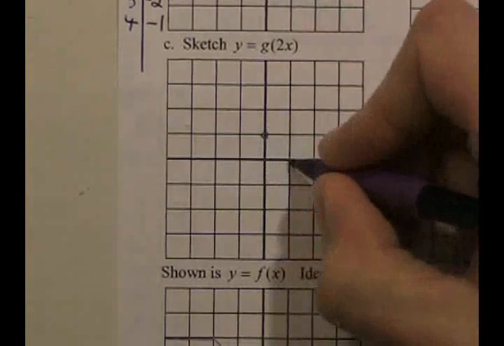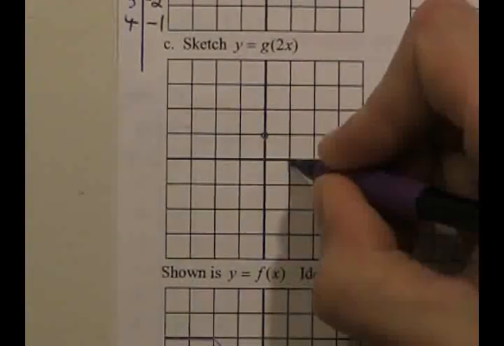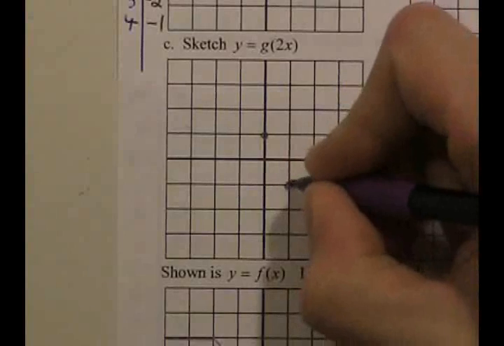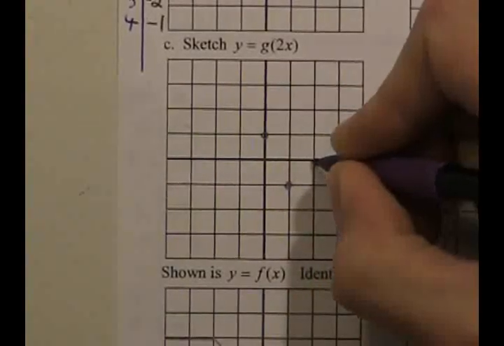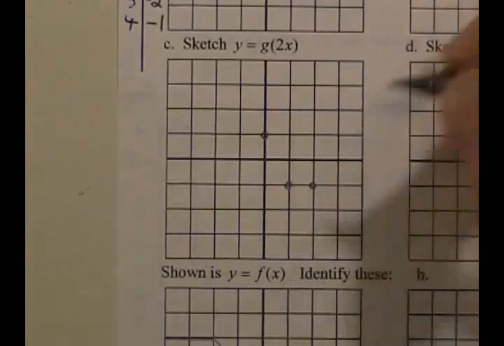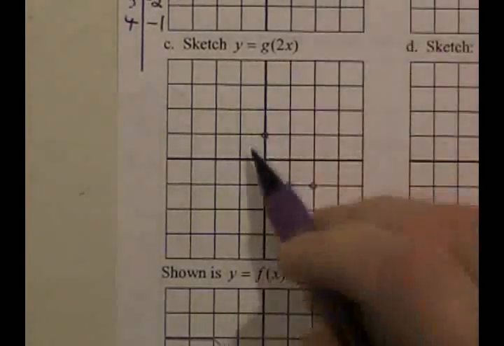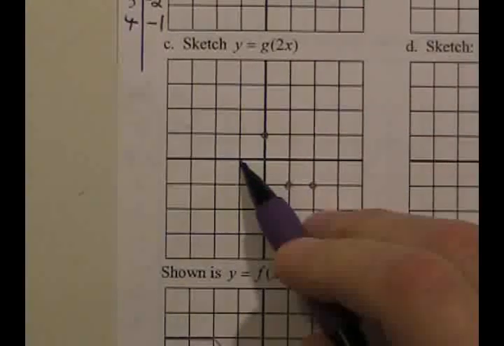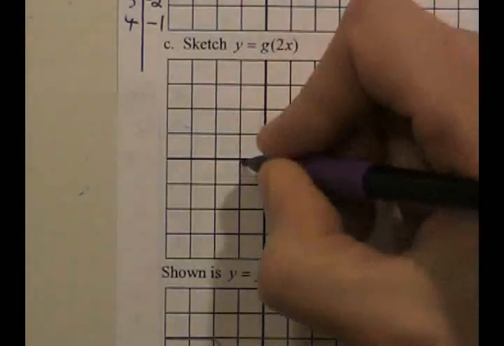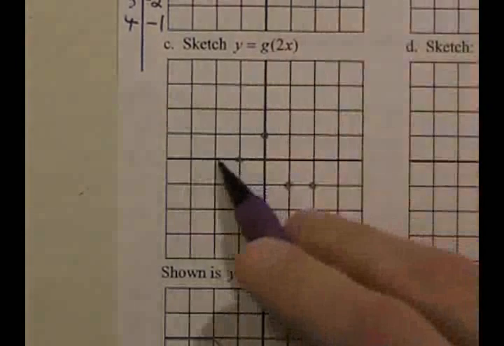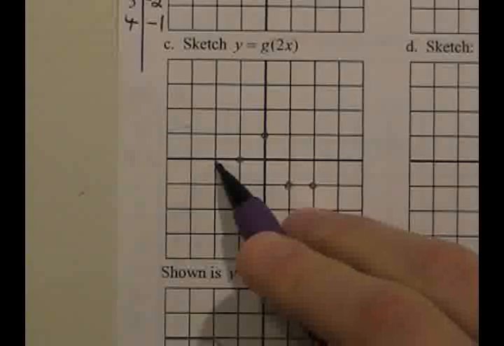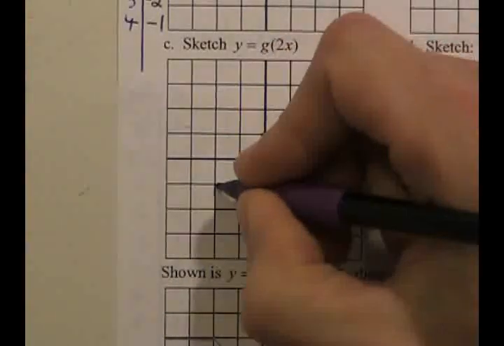Plug in 1. 2 times 1 is 2, and g of 2 is negative 1. Plug in 2. 2 times 2 is 4, g of 4 is negative 1. Now this is looking weird so far. Plug in minus 1. Minus 1 times 2 is minus 2, and g of minus 2 is 0. Plug in minus 2. 2 times minus 2 is minus 4. g of minus 4 is minus 1.